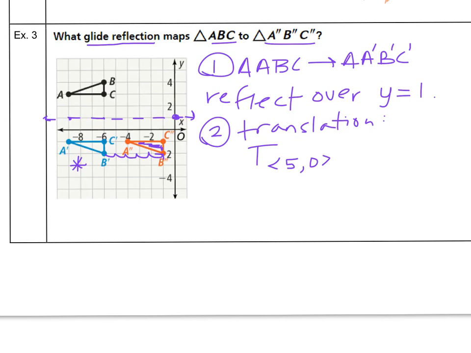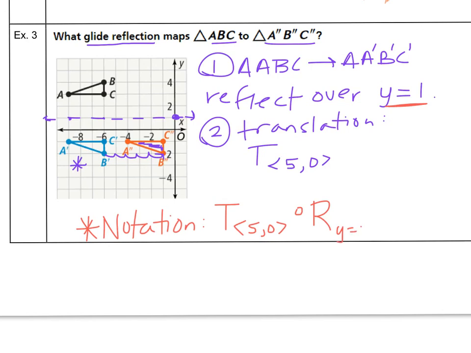So if this is the order that it happened, how we write it out, remember, is backwards. So if the order went 1, then 2, for our notation, and that's what they're asking us to do, is write out the notation. We actually write the translation first. So we're going to write capital T, 5, 0. And then that open circle means follows, and then the reflection, remember we said over the line y equals 1, so that's that little sub part right there. And then we put triangle ABC in parentheses.